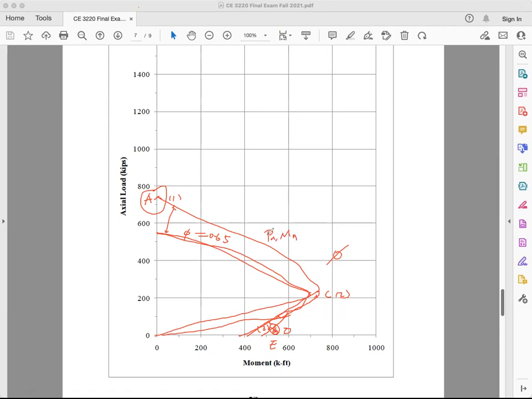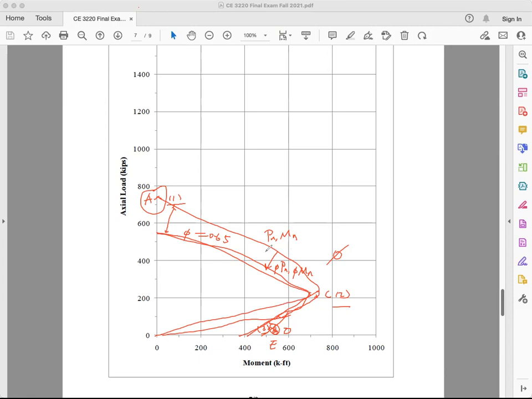After you multiply phi in front of both of them, you scale back down to phi Pn, phi Mn. So the design envelope phi Pn, phi Mn is actually inside this Pn, Mn envelope. Let me say it 3 times so you won't forget. Outside the envelope, which is from your calculation, 1, 2, 3 points, you connect them together to get you a belly button, to get you the envelope. You multiply in front by phi to get your design envelope, which is inside of this outside envelope.